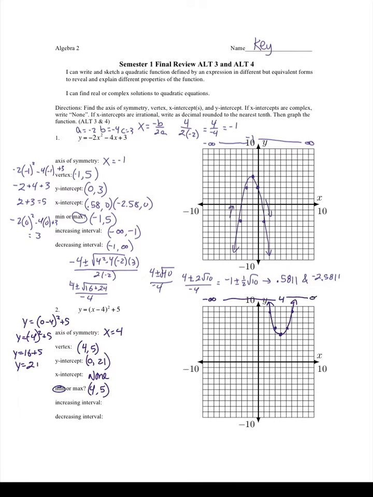If we put in our intervals, we've got negative infinity to 4, 4 to positive infinity. We're going down from negative infinity to 4, so that's our decreasing interval. Positive 4 to infinity is our interval of increase.